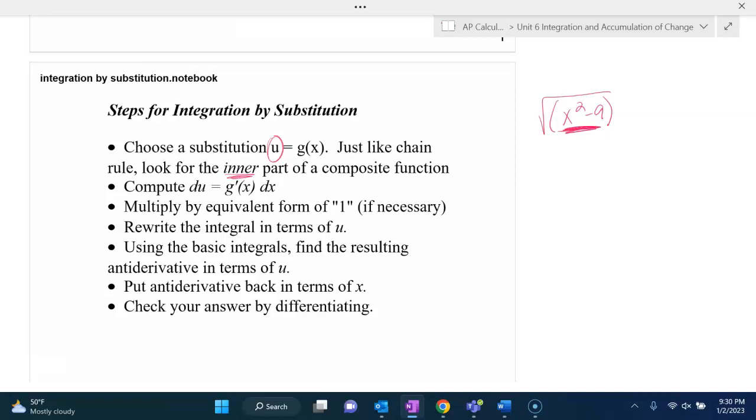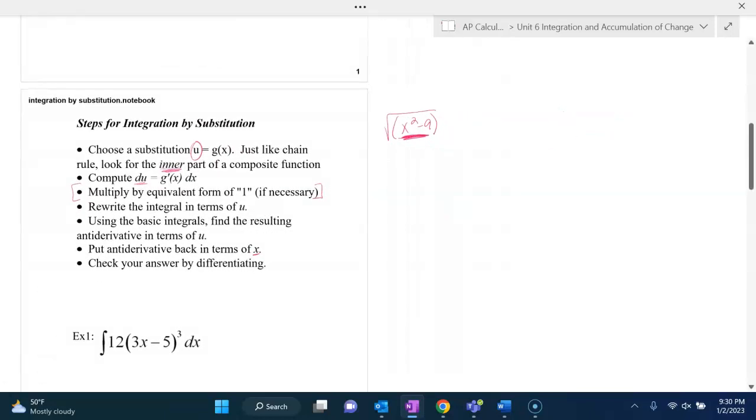Then we're going to compute du, which I'll go through. Whatever we pick to be u, we'll derive it. This part gets a little confusing to kids, and I'll walk through that in the examples. We're going to rewrite our entire integral in terms of u. Then we'll use our basic integral rules from there to integrate or antiderive that. And then we'll have to put our u back in, so it's back in terms of x. And you can always do a quick check to make sure things work out.